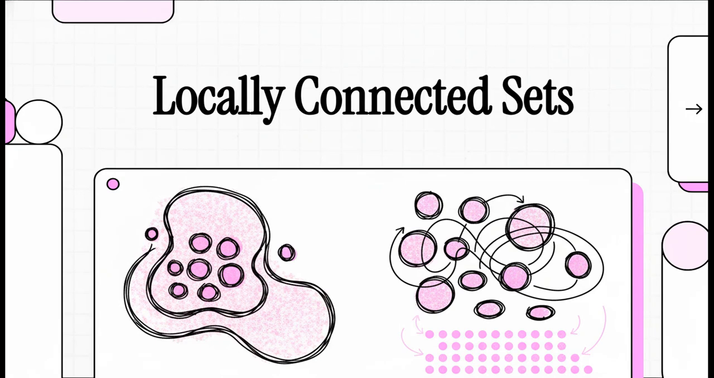Welcome back to our journey through dynamic topology. In this session, we're going to explore a really beautiful and nuanced idea, local connectedness. Now, we already have a great handle on what it means for a whole set to be connected, right? But what happens when we zoom in? I mean, really zoom in. How does a set hold itself together at a microscopic level? Well, that's the big question we're going to answer today.